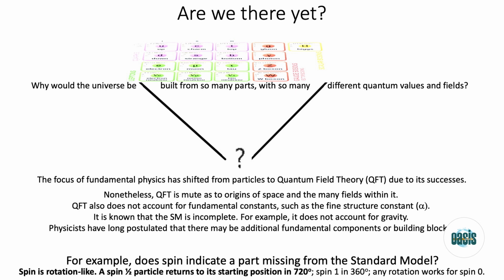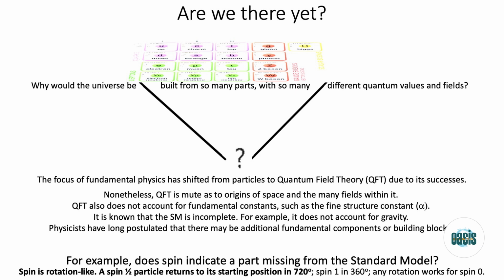Physicists have long postulated that there may be additional fundamental components or building blocks. For example, does spin indicate a part missing from the standard model? Spin is strange. The fermions I showed you have spin 1/2. And what that means is that if you turn around, if you're a fermion, you're only halfway there. You actually have to go 720 degrees to get back to the start.